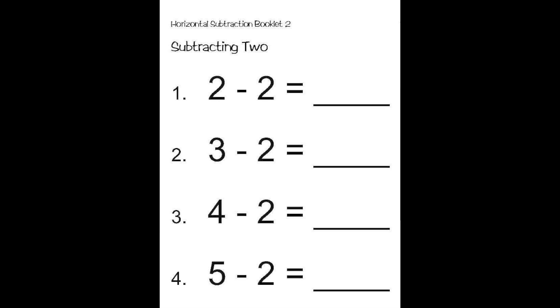But first, notice that this page goes in order. This is to help you learn and memorize your facts. So now let's do the first one. Here we have 2 minus 2. Well, 2 numbers before 2 is 0. So 2 minus 2 equals 0. Following that is 3 minus 2, which equals 1, because 1 is 2 numbers before 3. After that is 4 minus 2, which equals 2, and 5 minus 2, which equals 3.